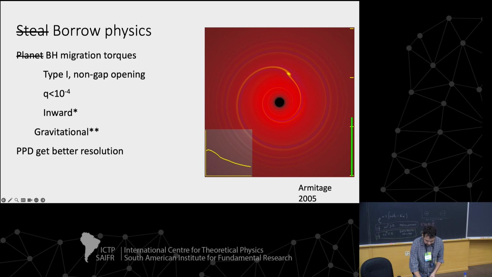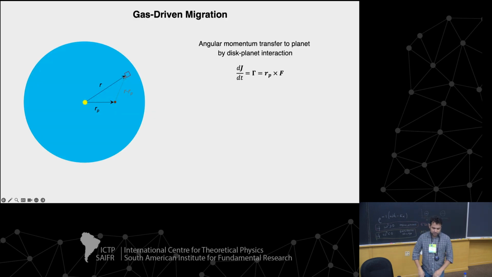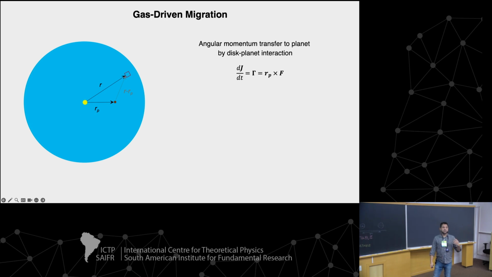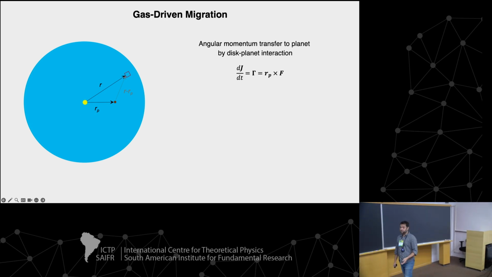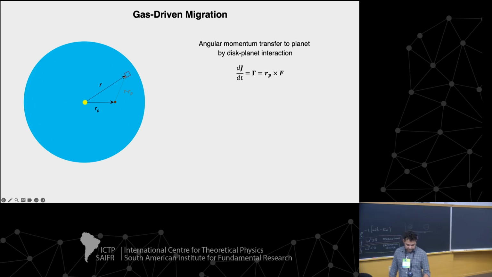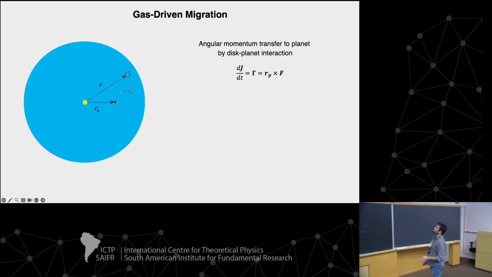You form a planet in a disk, and it is born around all of this gas, so it is going to suffer torques through the gas, right? Planets form, and they start exchanging angular momentum with the disk. You can calculate exactly how this angular momentum exchange will happen.